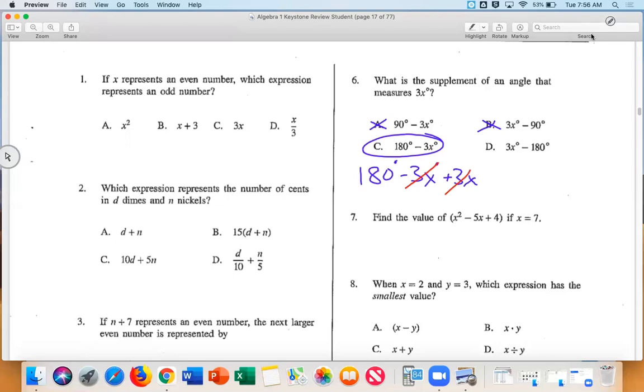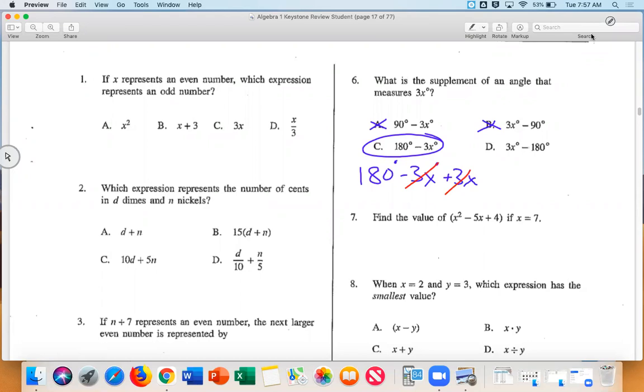Because when we're talking about supplementary angles, we're talking about two angles that add up to give me 180. So if one angle is 180 minus 3x, then I'm going to add 3x to that and they cancel. Okay. If I combined with D, I would have gotten 6x minus 180, and that wouldn't have worked. Okay, but good question. All right.